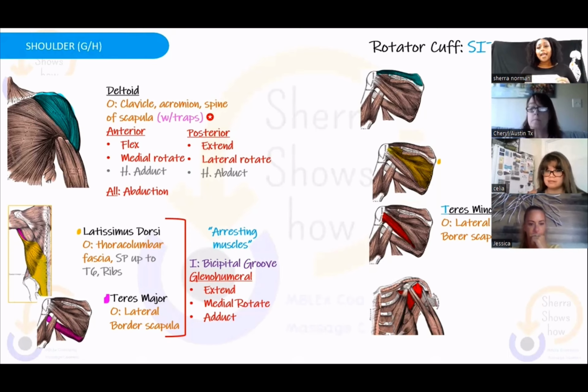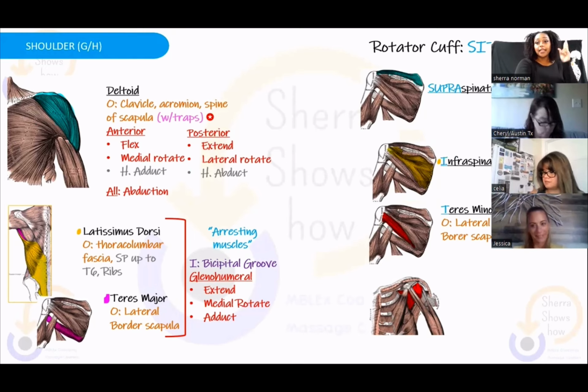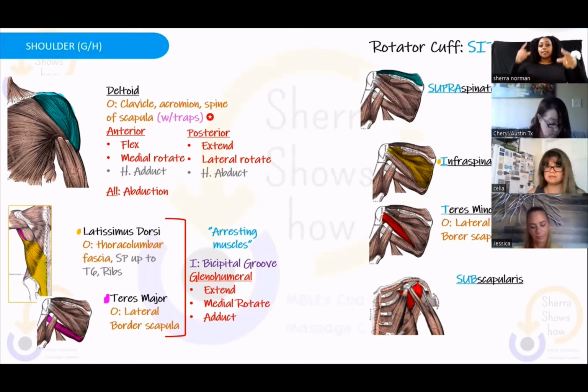Then we have our rotator cuff muscles. My goodness, we love the rotator cuff muscles, don't we? Said no one ever. Remember SIT. So supraspinatus, infraspinatus, teres minor, subscapularis. You remember the first S is supra because it's super and above, and the last S is sub in the basement. Remember that rhythm. Supraspinatus, infraspinatus, teres minor, subscapularis.